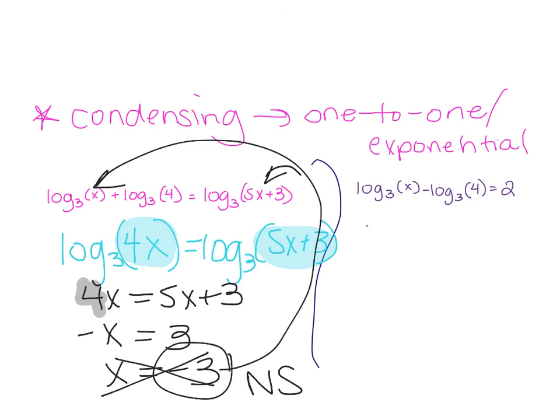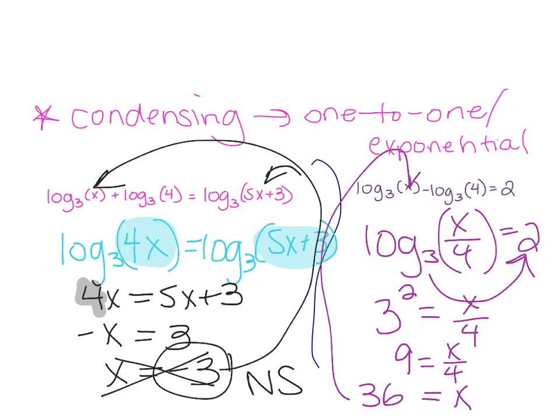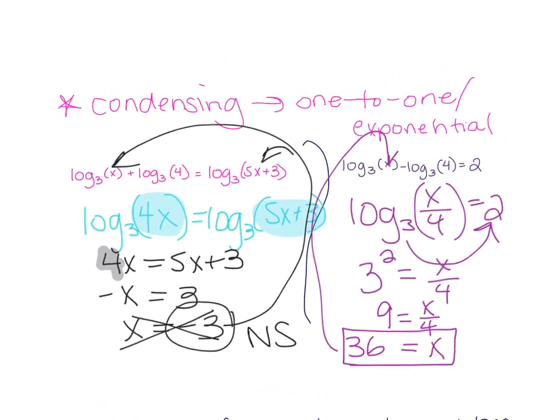And then on the right, this would be log base 3 of x over 4, because it's subtraction, equals 2. I only have one log here, which means get it into exponential notation. So 3 to the 2 equals x over 4. 9 equals x over 4. And x equals 36. Check it, and it works. So I keep it. The last one we already went over.